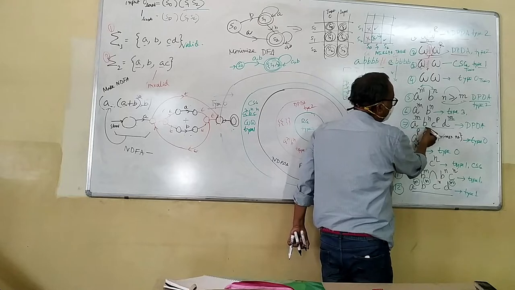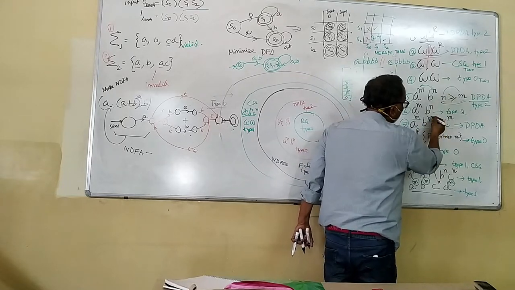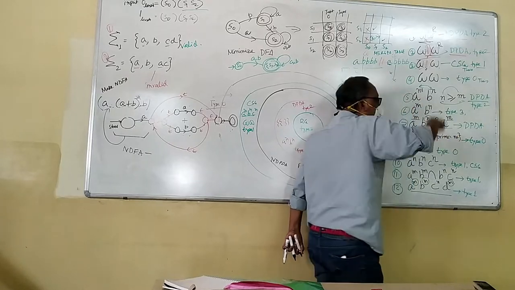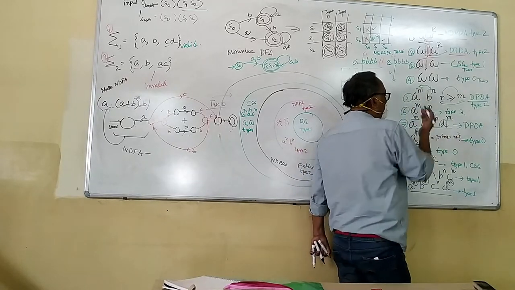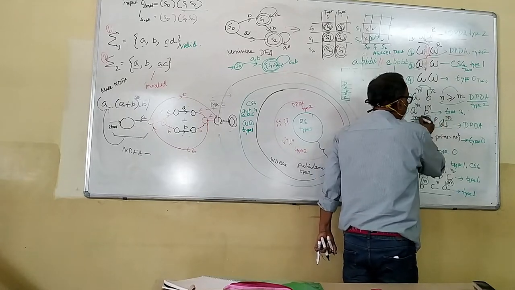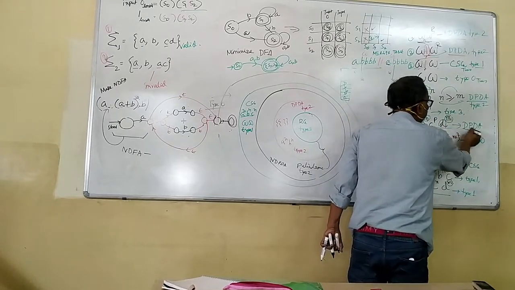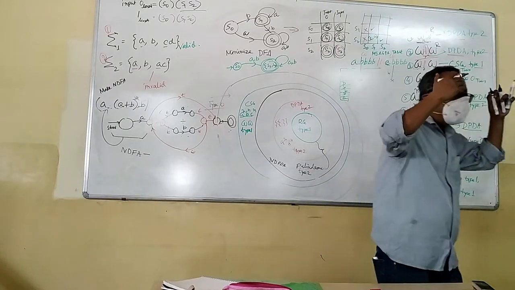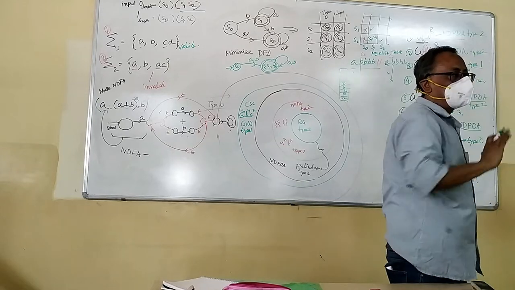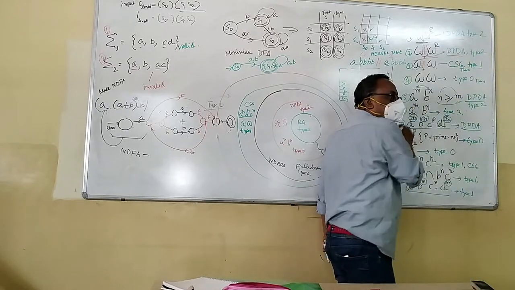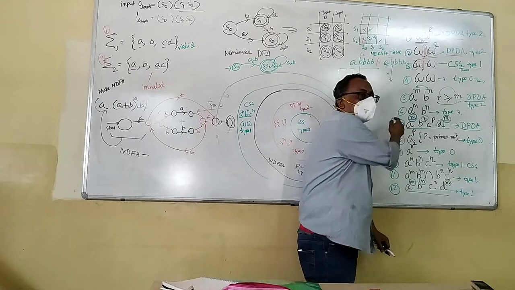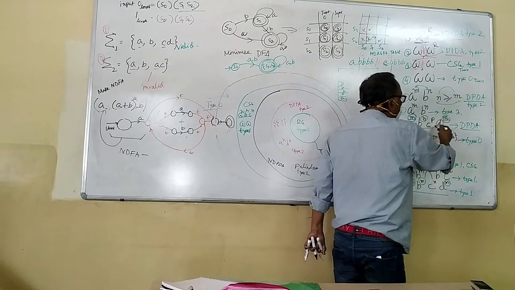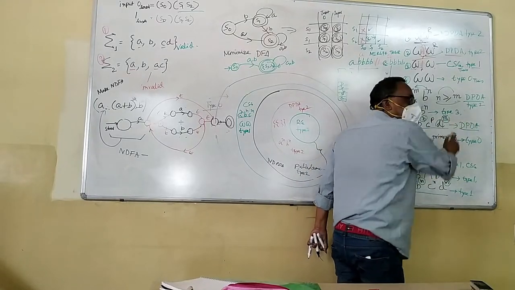Here, a^n b^n c^m, anything, any number at the last. When the b comes, you have to catch how many a's are in the stack, pop it and match it to this. So you have to remember a and b, so deterministic PDA. b and c, you just ignore it. Everybody agree this language? So a^n b^n, anything, and last, so that is a deterministic PDA.